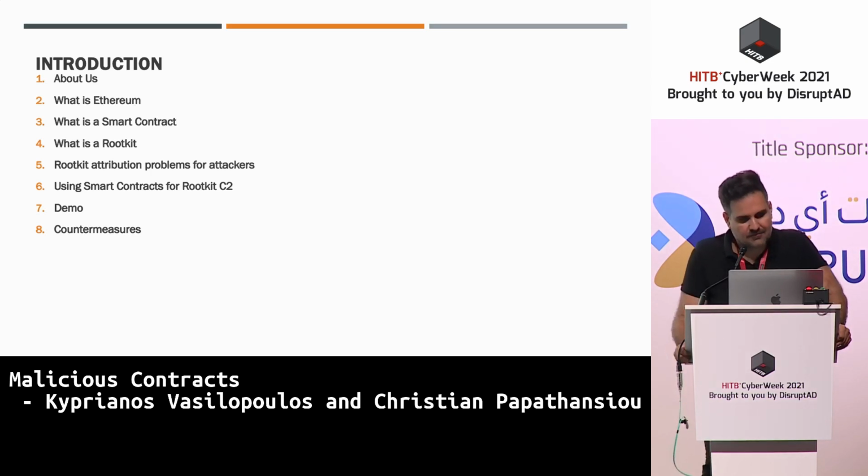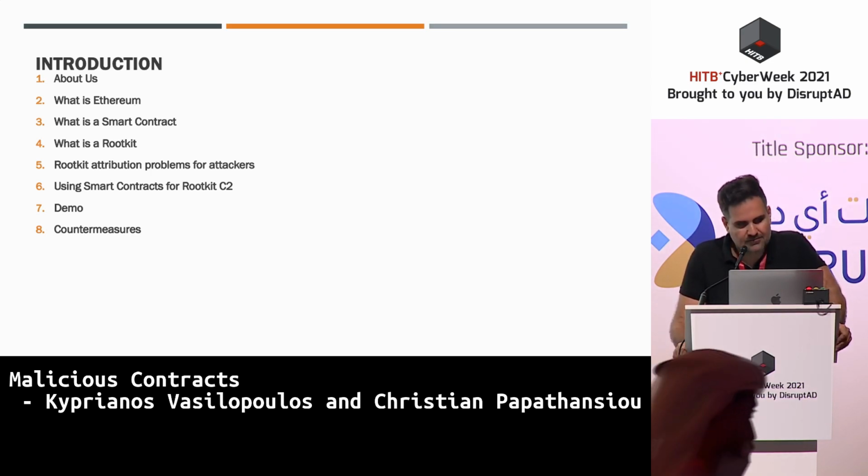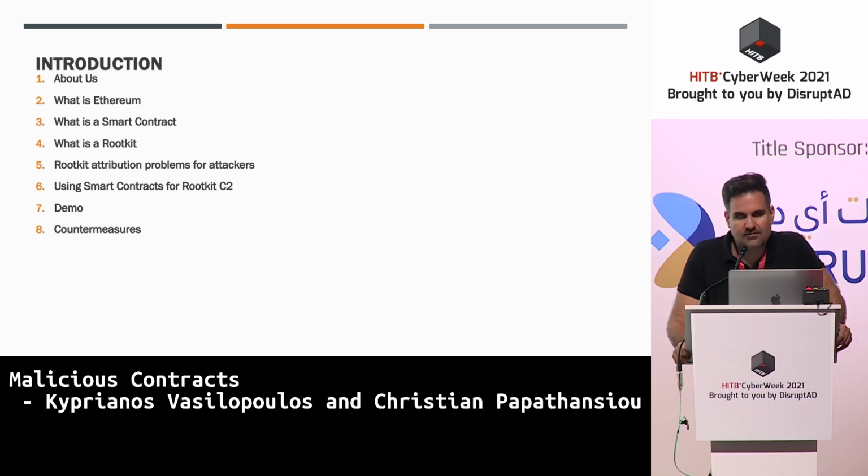Today we'll be talking about Ethereum, what smart contracts are, what a rootkit is, the problems in attribution with traditional rootkit approaches, and how using a smart contract for rootkit C2 is a much better way to do that, and provides full anonymity for an attacker. I'll be giving a little demo, and then we'll be talking a bit about countermeasures.